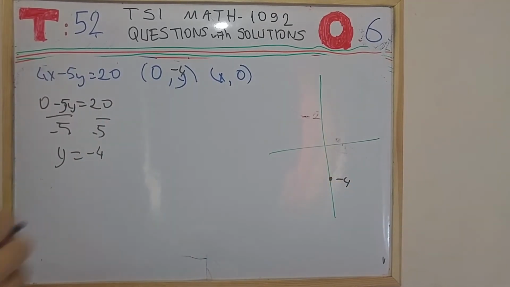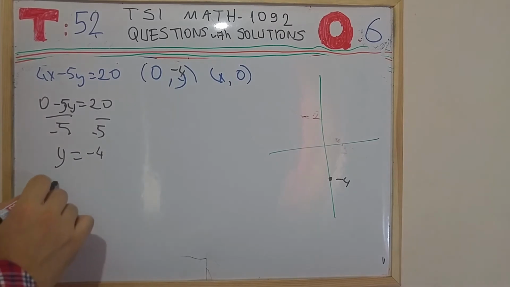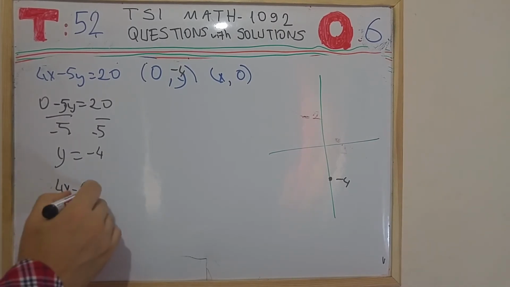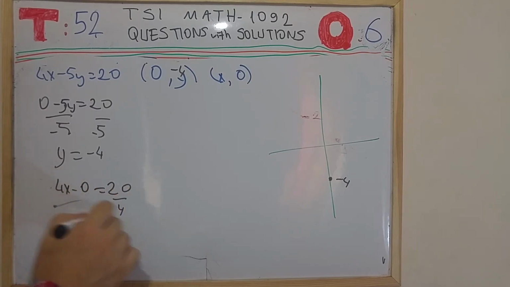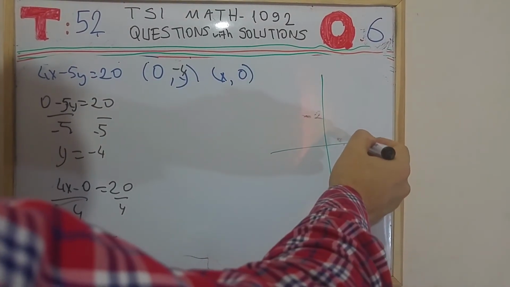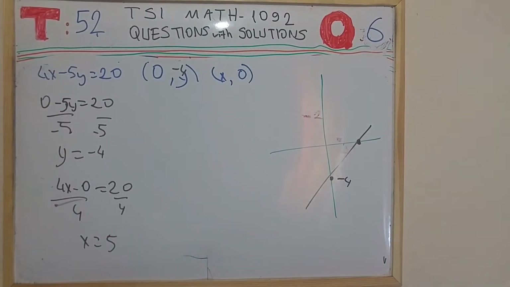And the second one, for y equal to 0, 4x minus 0 is equal to 20. Dividing each side by 4, x is equal to 5. So the second point is 5, 0, which is here. So this is the line.